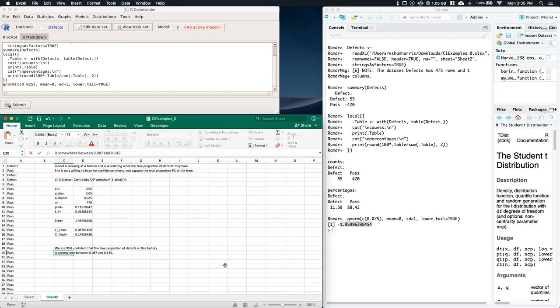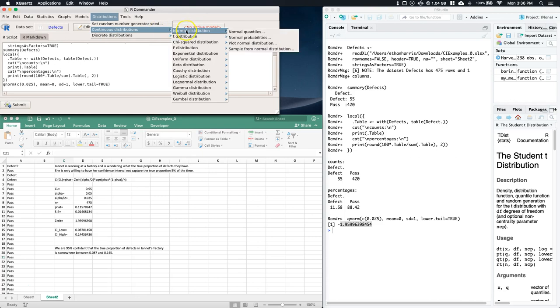Okay, that was nice and easy. We're 95% confident. Okay, what are we interested in? The true proportion of defects where? In this factory, and maybe it'd be better to say in Janet's factory, is somewhere between, if we wanted to, we could even write these in percents, but decimal form is fine too. 0.087 and 0.145.